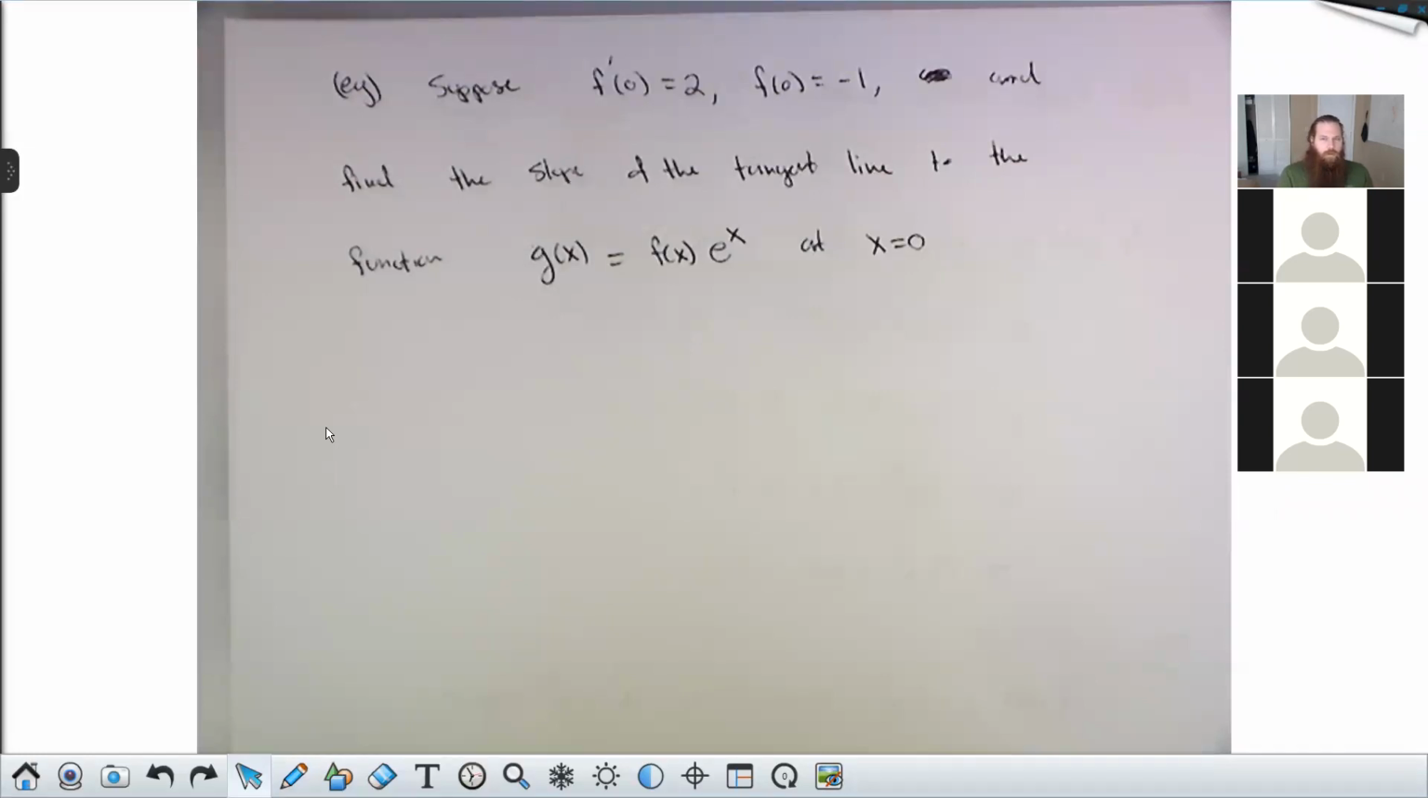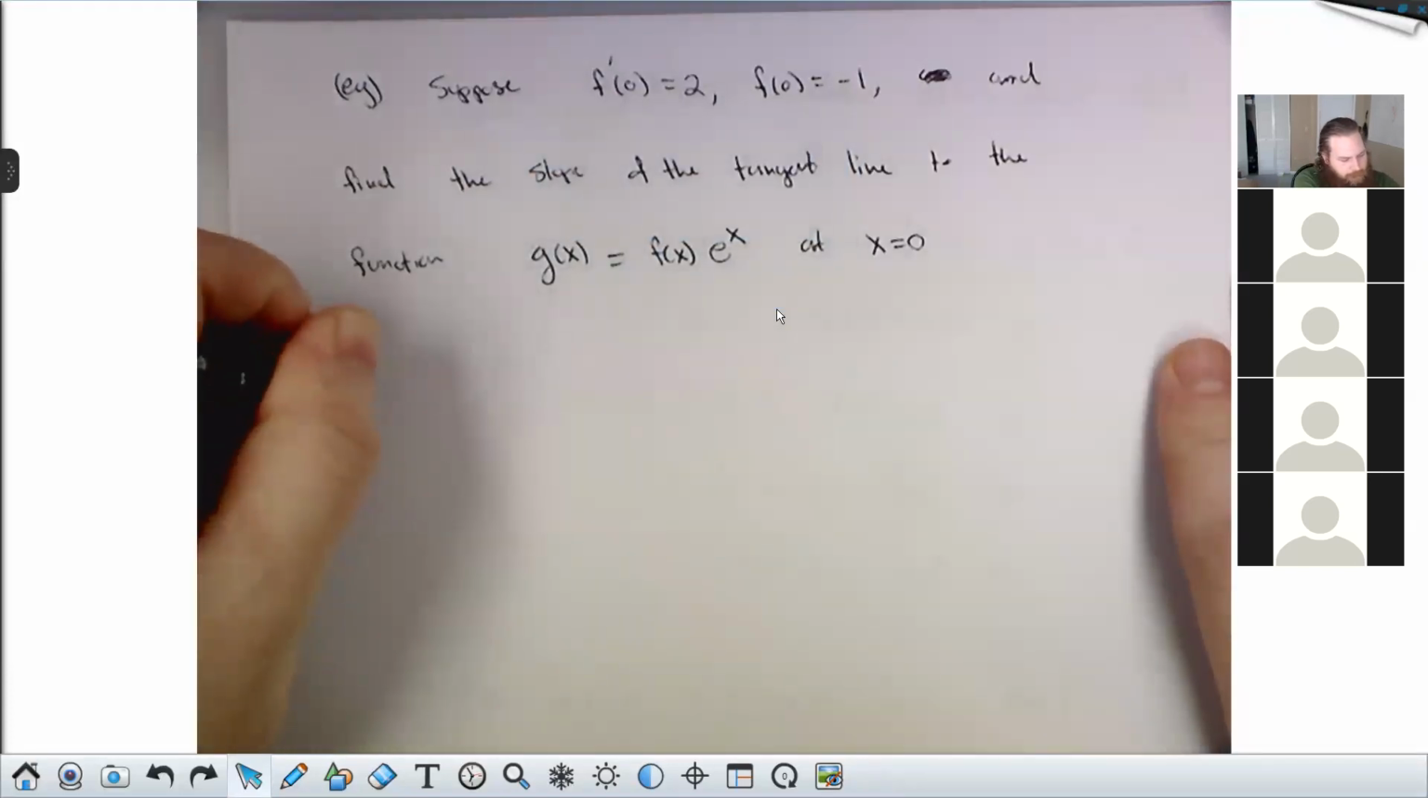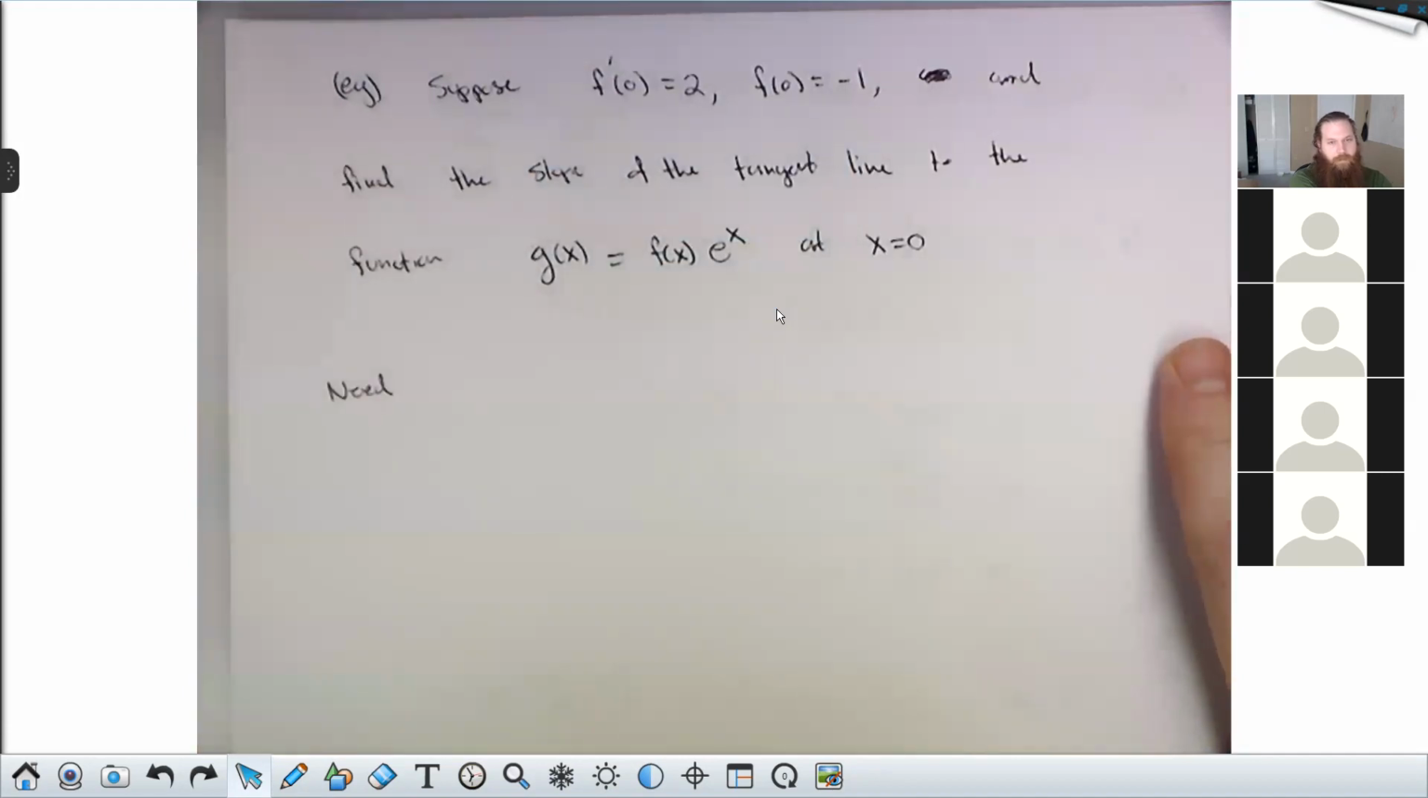What am I looking for here? What am I being asked to find? The slope. Good, yeah, the slope of the tangent line. To what function? g of x? Yeah, g of x, right? So what do I need to find the slope of the tangent line to the function g of x? f of x? Think more simple, right? If I'm saying find the slope of the tangent line to whatever function, what are we looking for?